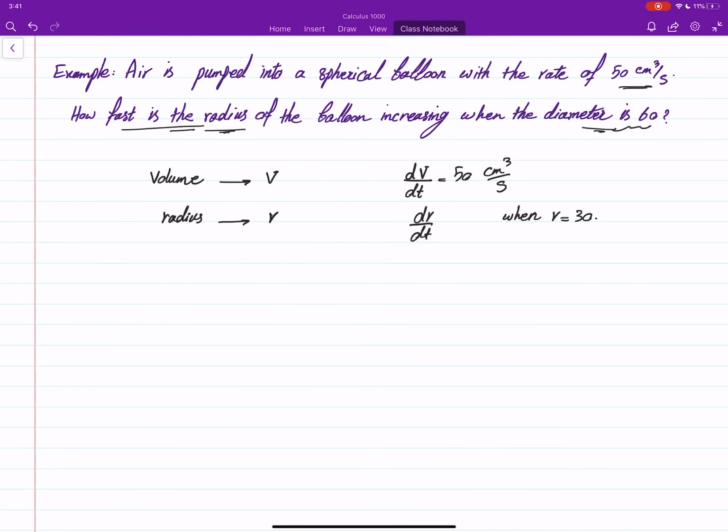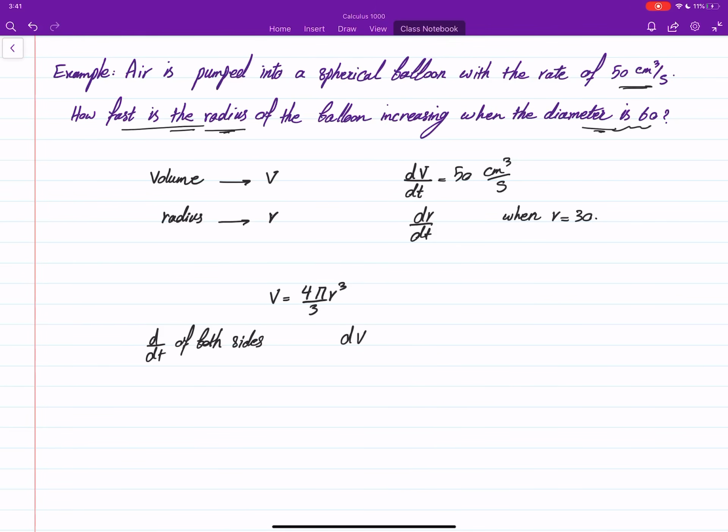So here, what we do is start by finding the relation between the variables. We know that the volume of a sphere is 4 pi over 3 r cubed. So V and R are related through this equation. To find the relation between the related rates, we take d/dt of both sides. That will give us the relation between the rates of change.